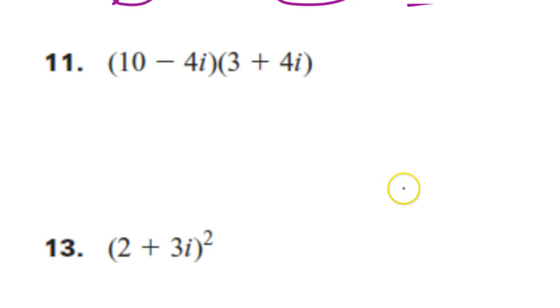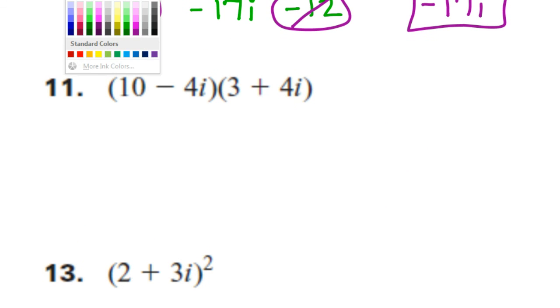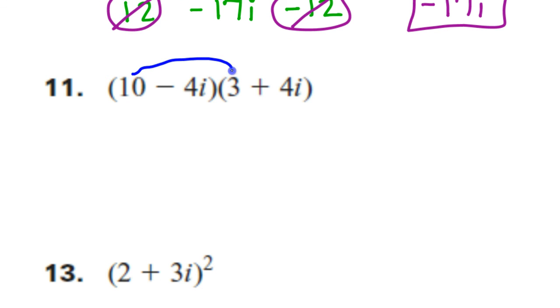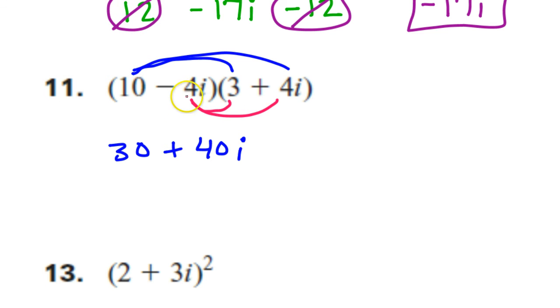Now, back to multiplication. So we are going to double distribute. So we will take this 10 and distribute. 10 times 3 is 30. 10 times 4i is 40i. Then we're going to take the negative 4i and distribute. Negative 4i times 3 is negative 12i. Negative 4i times positive 4i, well, a negative times a positive is a negative. 4 times 4 is 16. And i times i is i squared.